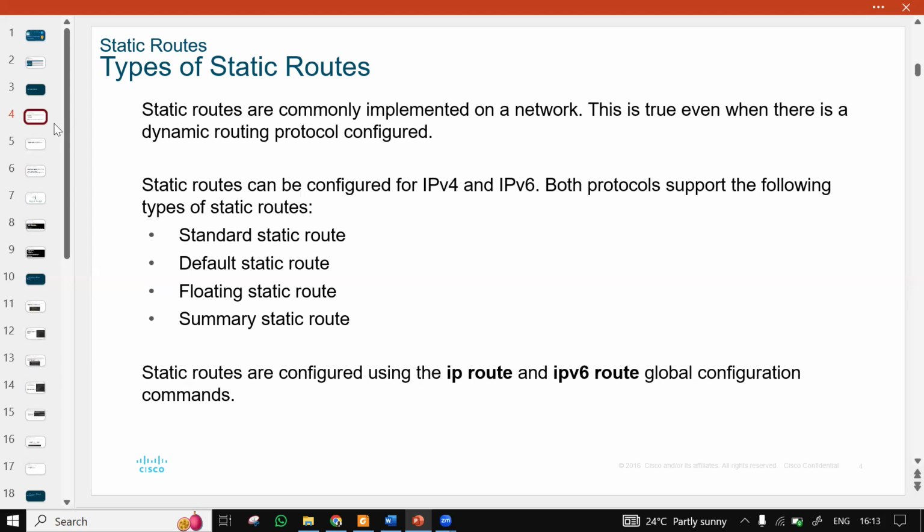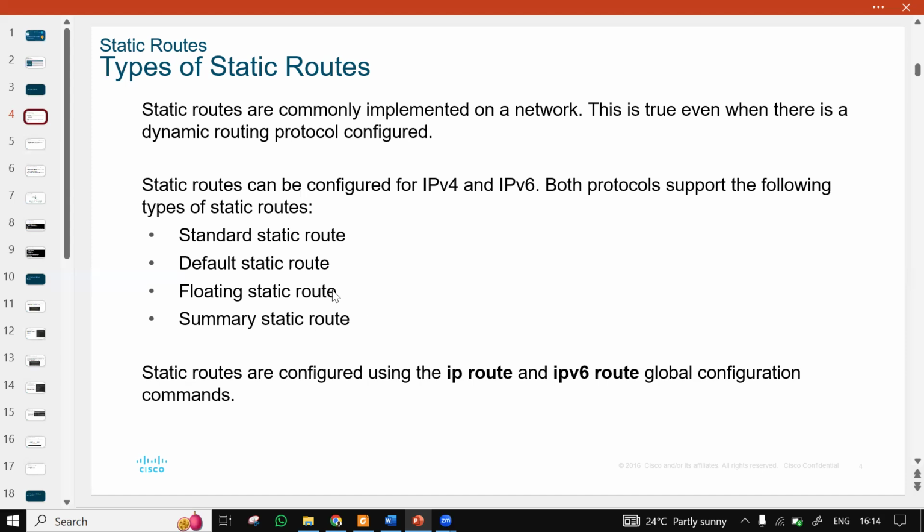And in terms of administrative distances, static routes have an AD of one, which means it's very trustworthy. So for the routes that you as an administrator want to put in, those that you trust, which can be very few, they will need to be statically configured. The types of routes, for both IPv4 and IPv6, we have, as you can see, the standard static, the default, the floating, and the summary static.